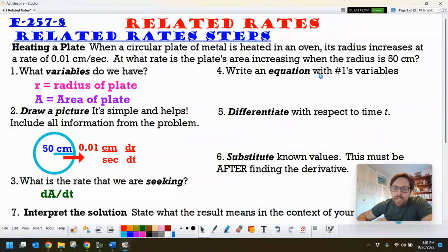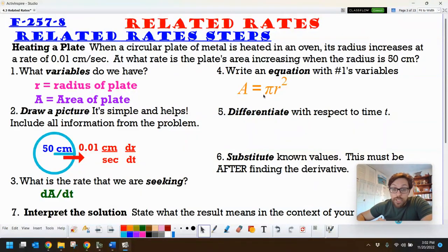Then we want to write an equation with number one's variables. So we know stuff about radius and we know stuff about area. What's the relationship in a circle? Well, we might remember that the area of a circle is pi r squared. So let's use that pi r squared equation because it's got radius and it's got area.